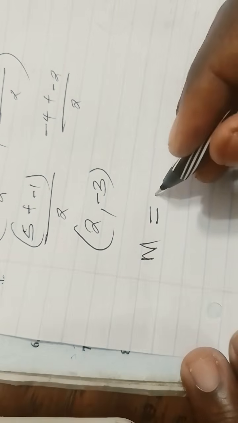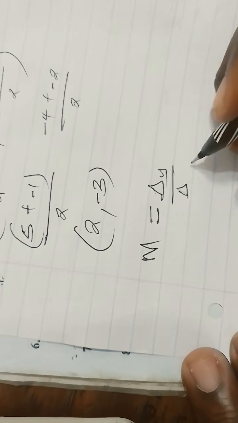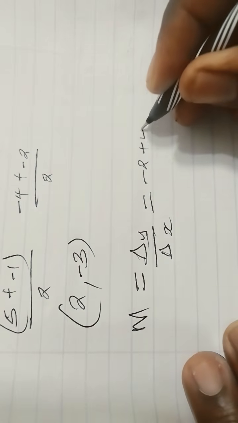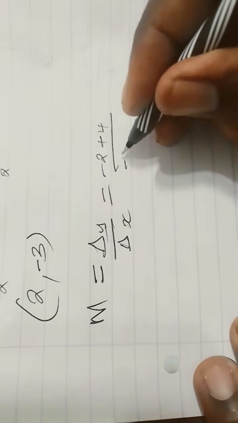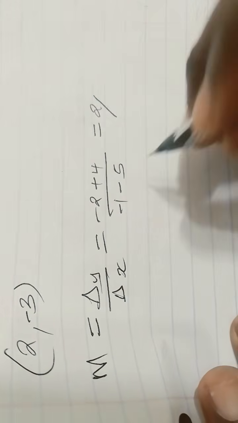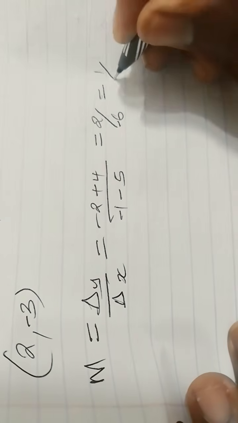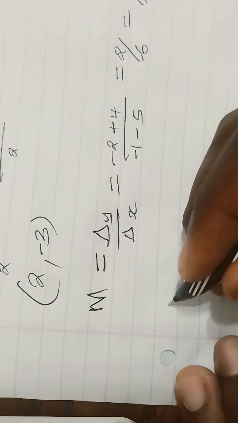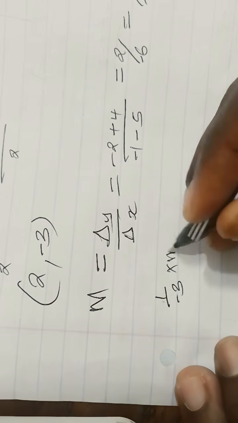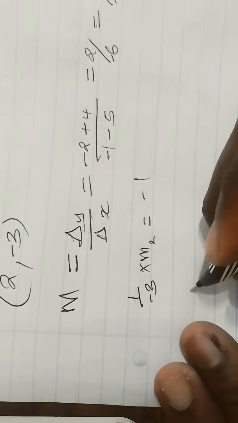Finding the gradient of line PQ is equal to change in y over change in x. Therefore, it is -2 minus 4 over -1 minus 5. This one is the same as -6 over -6, which is the same as 1. Therefore, getting the gradient of the perpendicular bisector: 1 times m2 is equal to -1. So therefore, m2 is equal to -1.